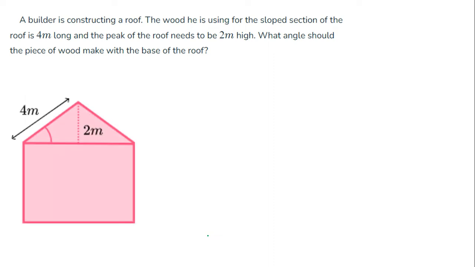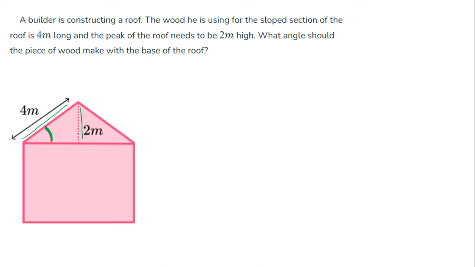So this is the roof, and as you can see, the slope is this one, the one that's making a diagonal with the triangle. This 2 meters is the height, and this is the angle that they are asking us to find.